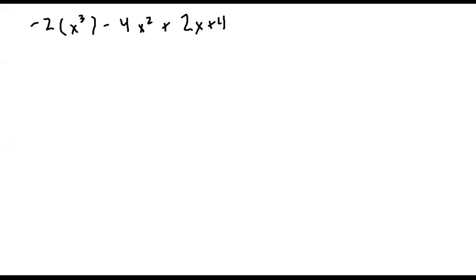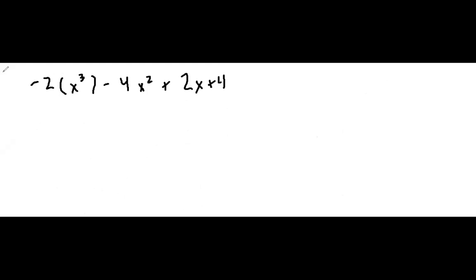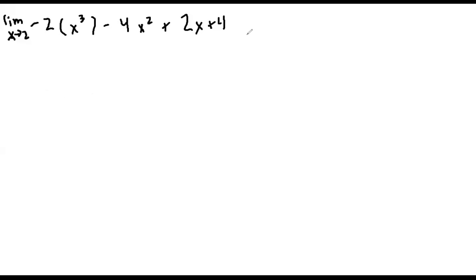So our function is negative 2x cubed minus 4x squared plus 2x plus 4, and we want to find the limit as x is approaching 2. Limit as x approaches 2. And we can use direct substitution since this is continuous. So that means that we just substitute 2 in.